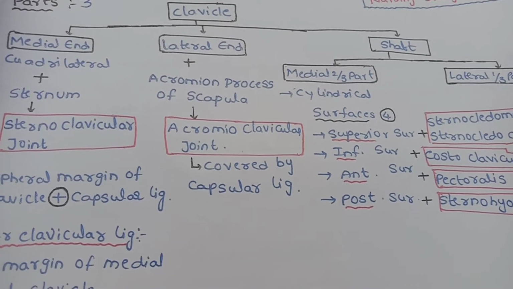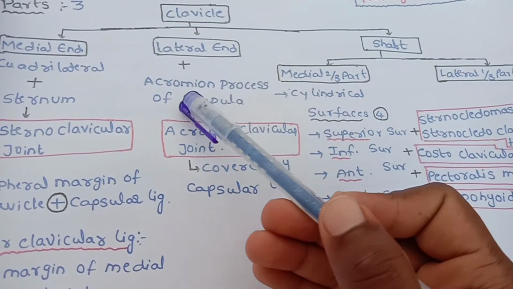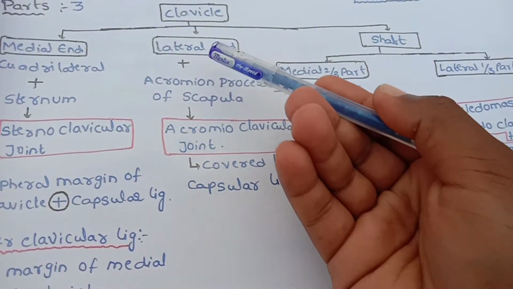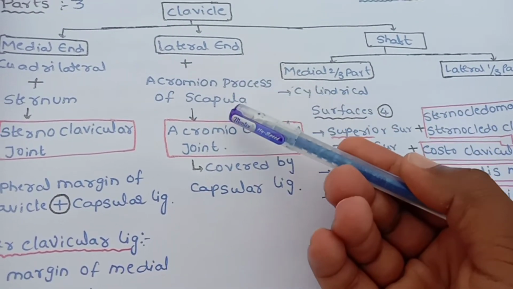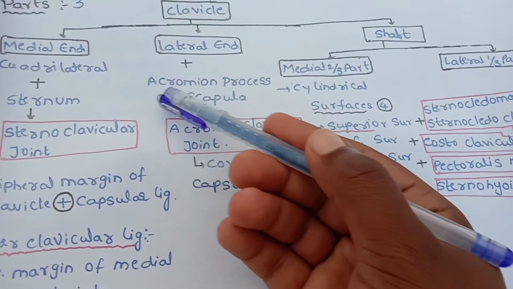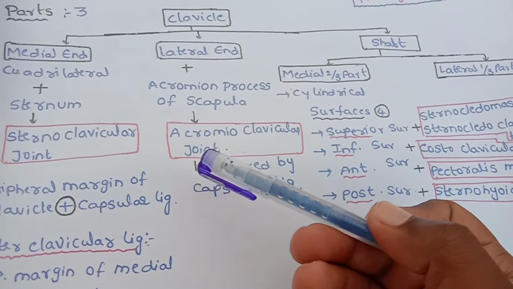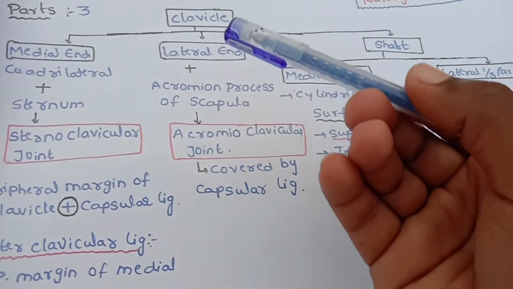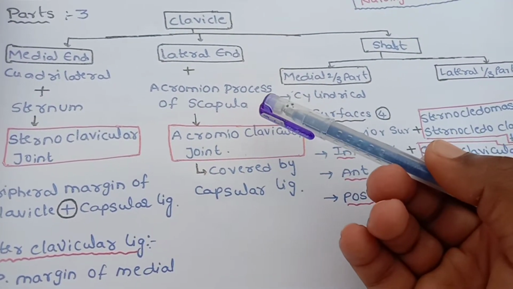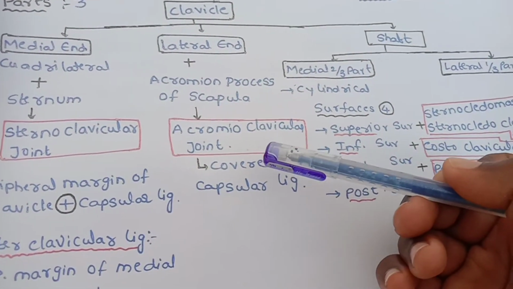In the lateral end, there is a surface which articulates with the acromion process of the scapula. The lateral end attaches to the scapula with a process called the acromion process, and they form a joint. That joint is called the acromioclavicular joint.